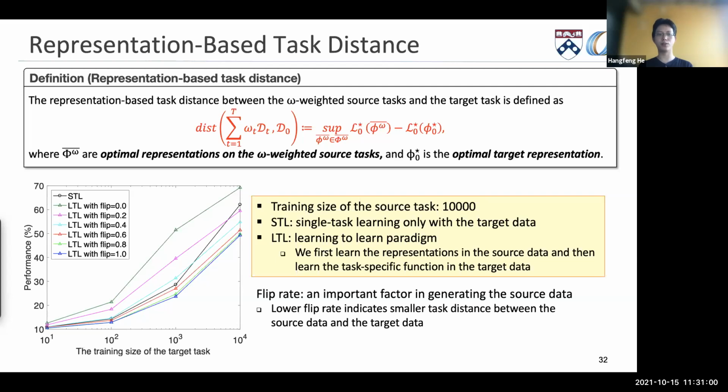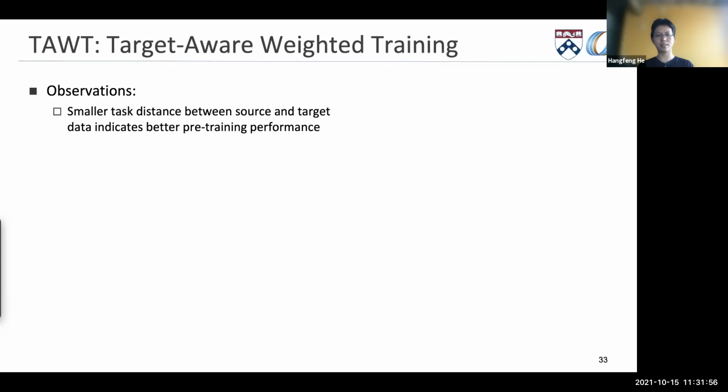And another extreme case is learning to learn with free period 1.0. In this case, source data is quite different from the target data. Then learning to learn can be always worse than the single task learning. And in general, we are in middle cases. For instance, for learning to learn with free period 0.4, the shadow blue line, we can see that if we have quite a few target training examples, then learning to learn is better than single task learning. But if we have large scale target data, then learning to learn is worse than single task learning, because the source data can not only bring some information, but can also bring some noise in the middle cases. So it means that task distance plays an important role in the benefits of learning to learn, or the benefits of source data. The observation is that smaller task distance between source and target data indicates better pre-training performance.